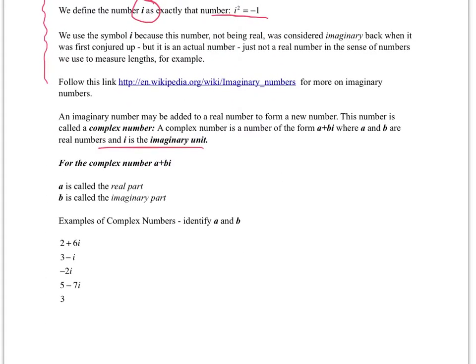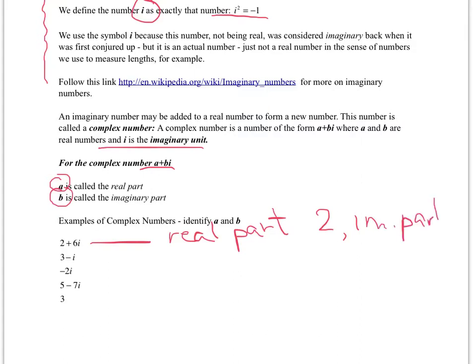So in order to become good at working with complex numbers, make sure you can identify the real part and the imaginary part of every complex number. A complex number is a number of the form a plus bi, where the number a is the real part and the number b is the imaginary part. So in this first example, the real part of this number is 2, and the imaginary part is 6.